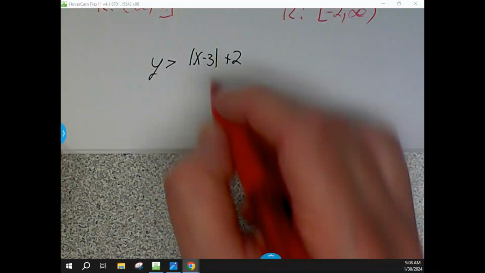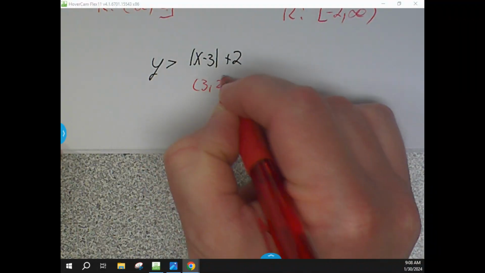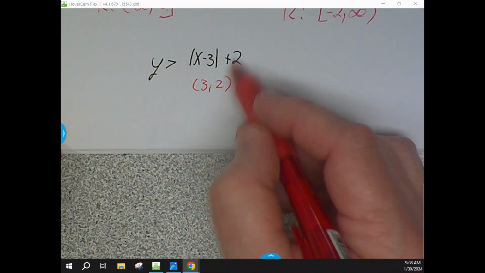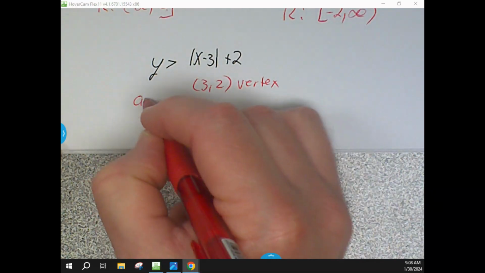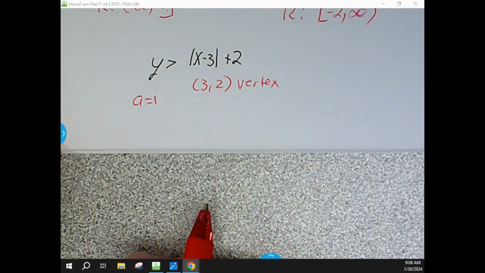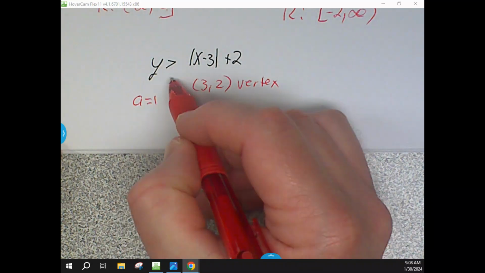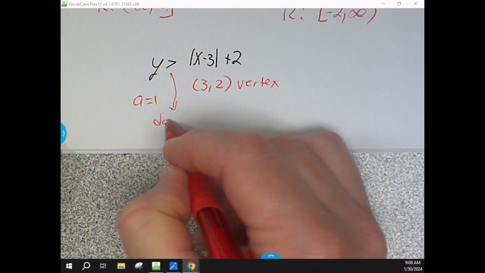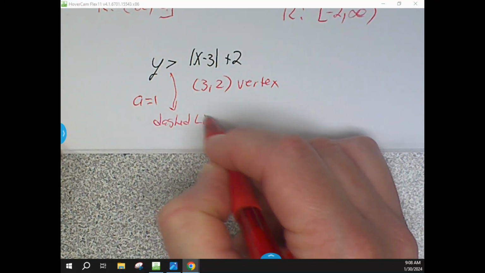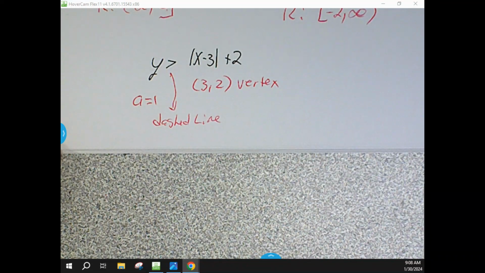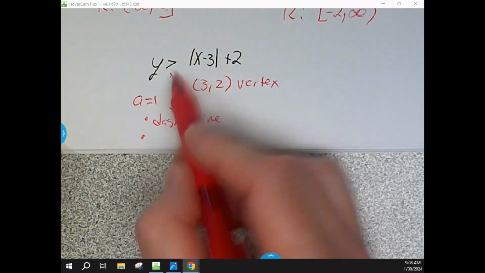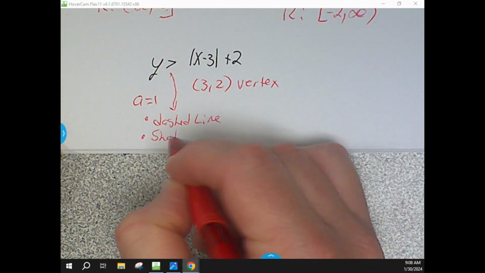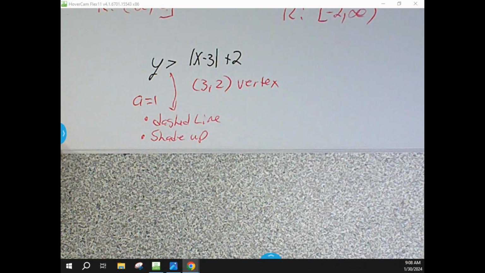Now, the vertex is still going to be the same. So change the sign, make it positive. That sign stays the same. So your vertex is still going to be at 3, 2. Your a value is still 1. The difference is when you go to graph this one, because it's y greater than, that's going to tell you two things. First thing is it's going to tell you that that's a dashed line when you graph it. The second thing it tells you is because it's y greater than, you're going to have to shade up.